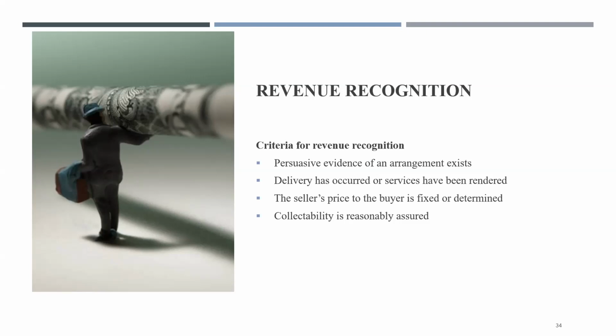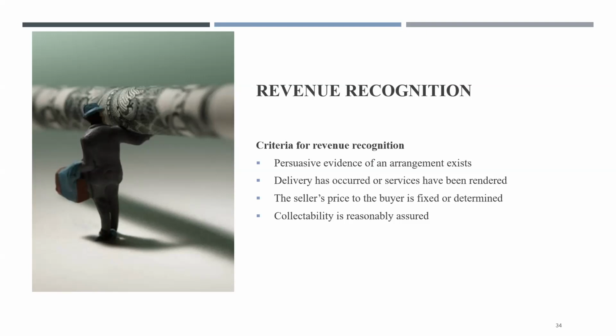The price should be fixed or determined. So you couldn't say, okay, I don't know the value, but I want to record it. No, you need to have proper estimates or a proper fixed value for the sales. Also, the fourth point is really important. You should reasonably know you are going to collect that. If in the beginning you think you wouldn't be able to collect that, you couldn't recognize it as a sale.